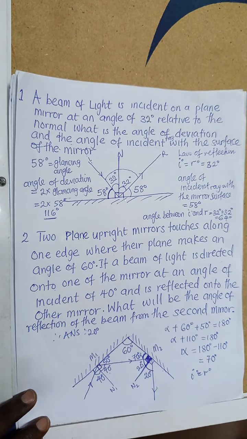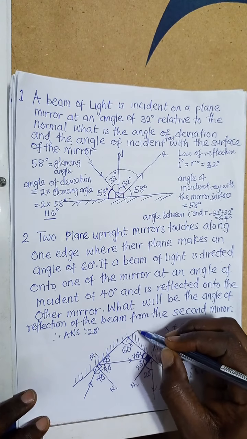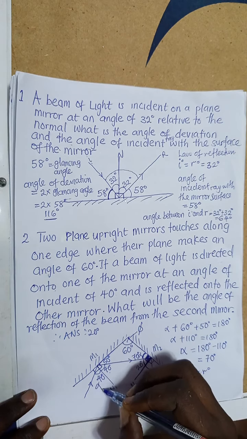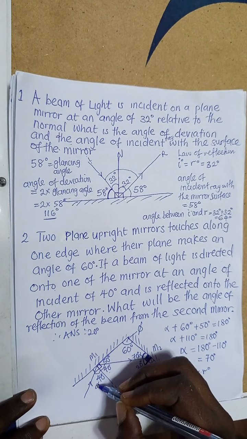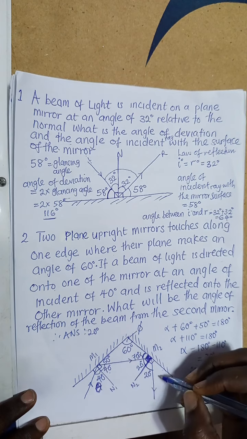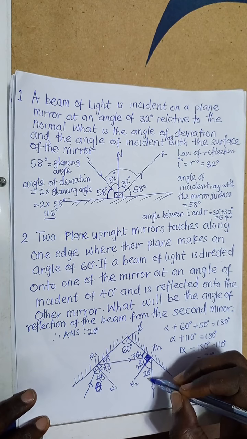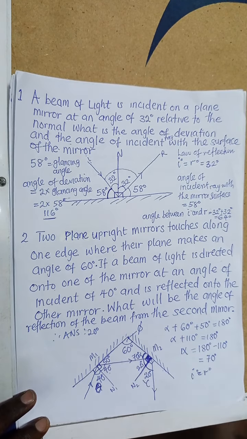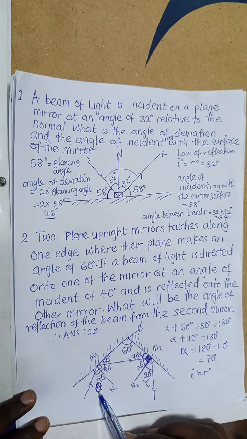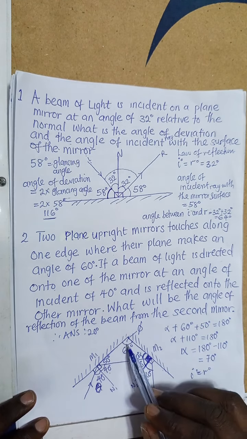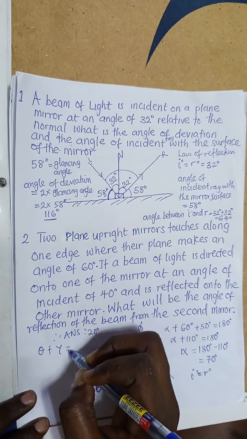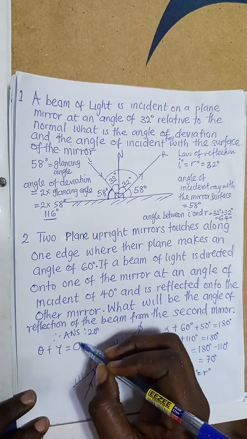If you want to use a shortcut, let's call this angle phi. Let's call this one alpha. Okay, let me call it theta. And let me call this one, let's say gamma. Now, this angle of reflection on the second mirror plus the angle of incidence in the first mirror is equal to the angle between the two mirrors. Take note of that. Theta plus phi equals beta plus gamma equals the angle between the mirrors.